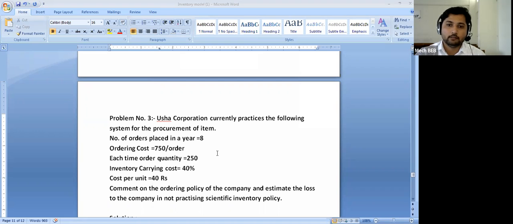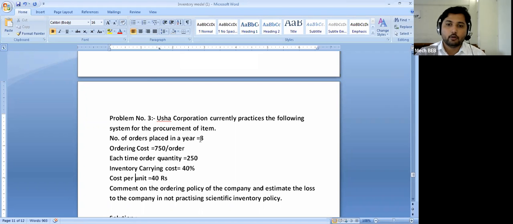What we need to understand first: Usha Corporation is a company that follows this terminology. Every year this company places 8 orders, the ordering cost is 750, in each order 250 quantity is there, the inventory carrying cost is 40%, and the cost per unit is 40.